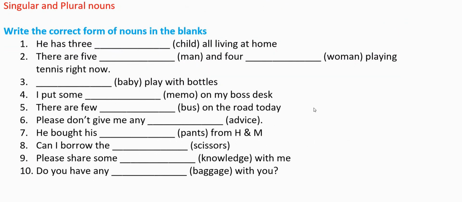Singular and plural nouns. Write the correct form of nouns in the blanks. He has 3 dash all living at home. So singular nouns are the nouns which are used to talk about one thing, person or place, and plural nouns are used to talk about plural things or more number of people, places. Child is given here. What you have to write? What is the plural form of child? Children. Similarly, there are 5 dash and 4 dash playing tennis right now. The plural of man is men and plural of woman is women.